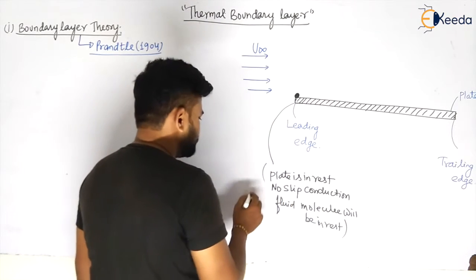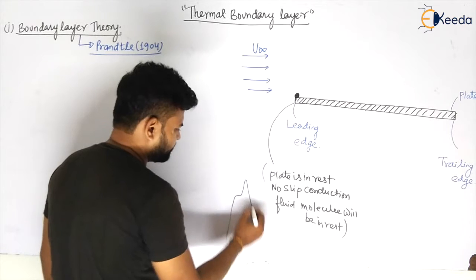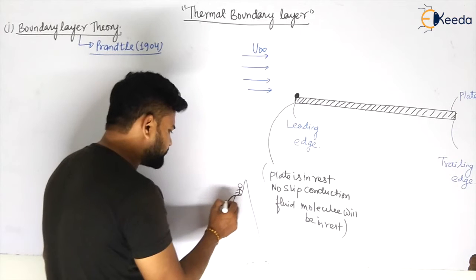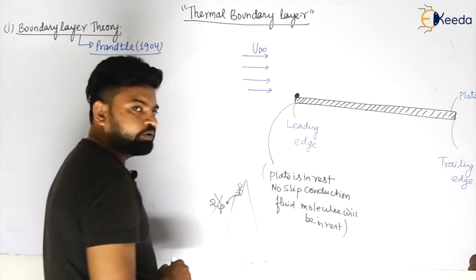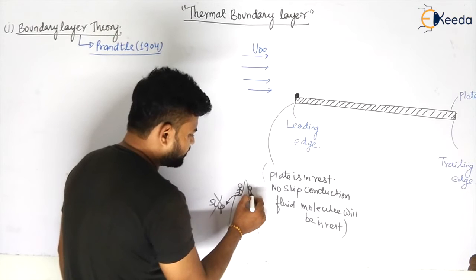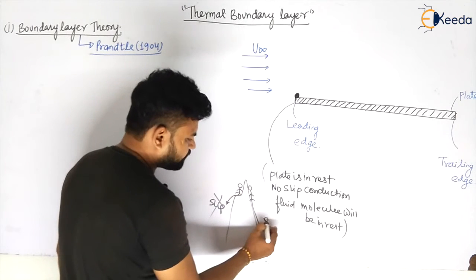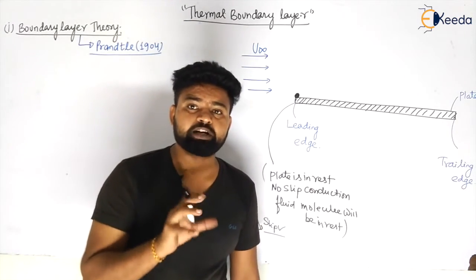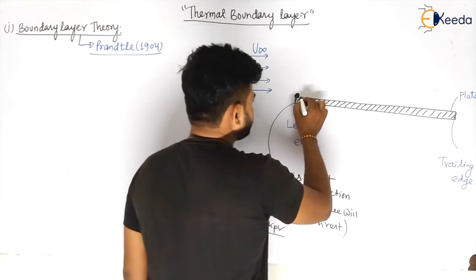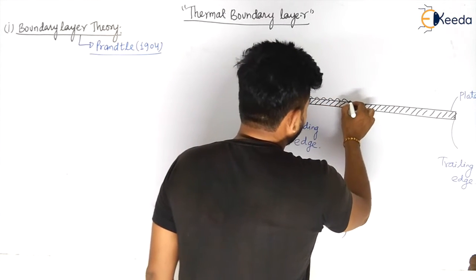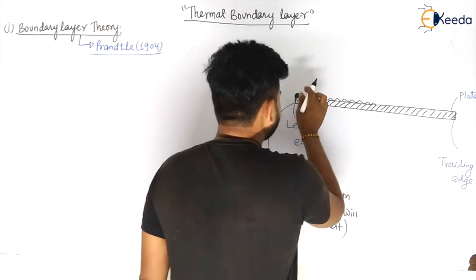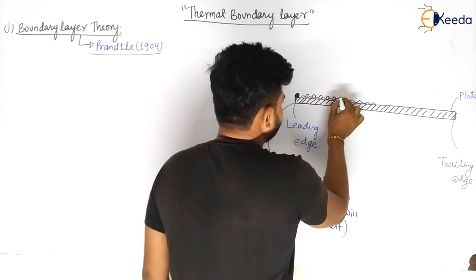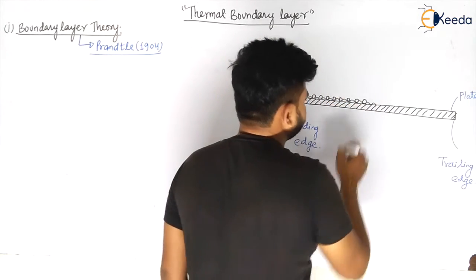Why? Let us see. If I have some kind of surface like this and you are sitting happily here, you will not slip. But if you are on this side, you will slip down. Similarly, the plate has some roughness, and due to roughness, the velocity of the molecule which is touching this surface will become zero.